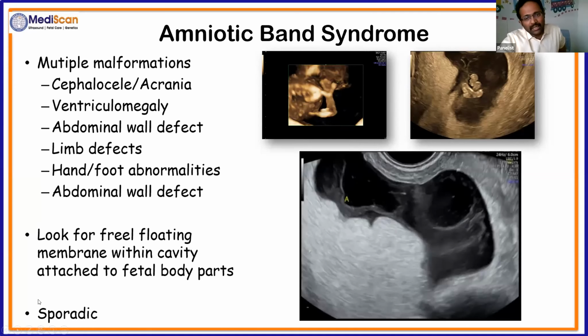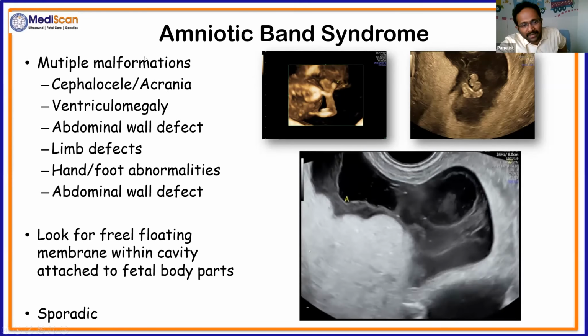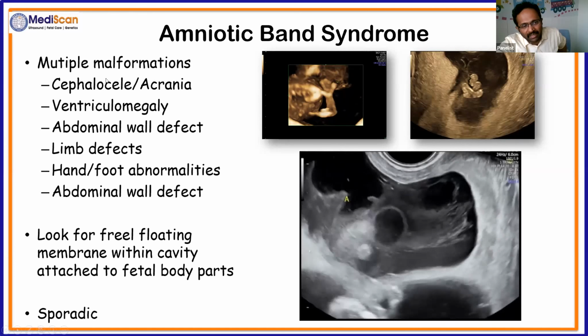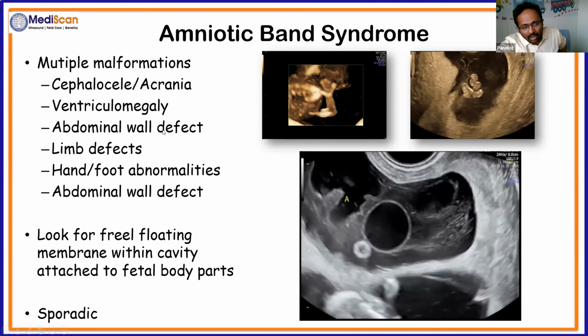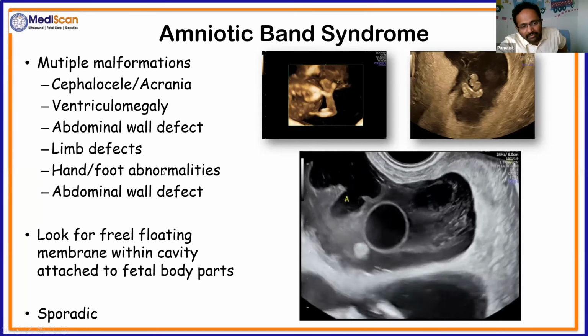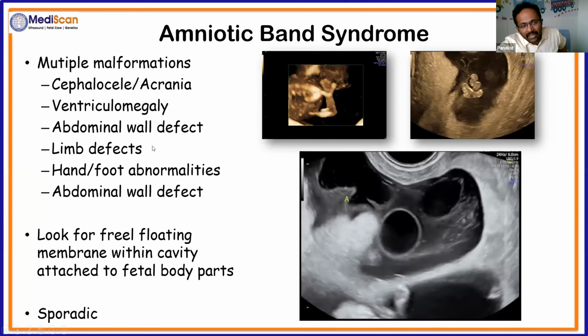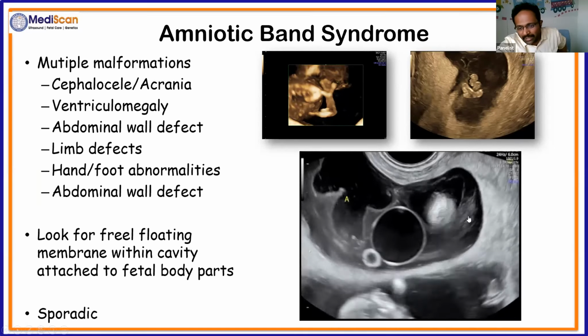The other condition I already spoke to you about, especially when I was talking about the baby having acrania or abdominal wall defects or limb defect, is an amniotic band syndrome. And why have I put all this? Because the disrupted band can cause a spectrum of malformations. So anytime you have a spectrum of malformations, a baby having a cephalocele or an acrania, along with an omphalocele and hand and foot abnormalities, then it means you have to look for an amniotic band syndrome.